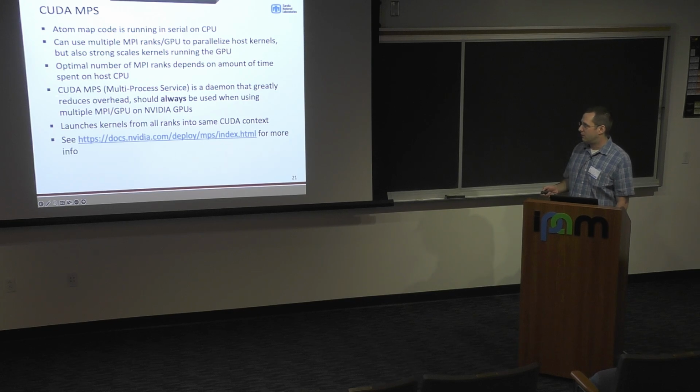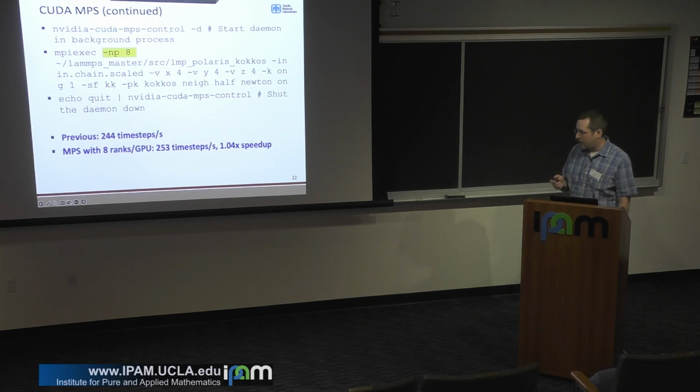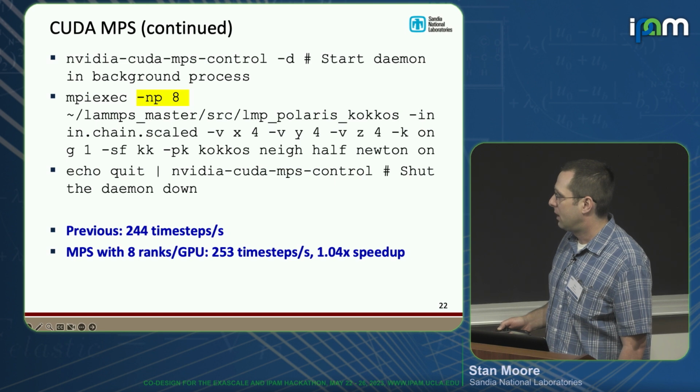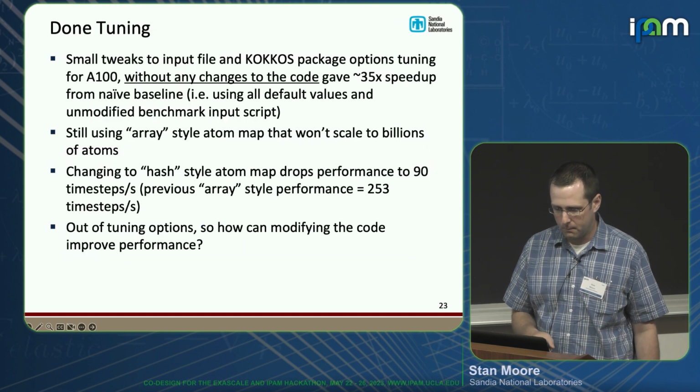And when running on NVIDIA GPUs, you absolutely 100% must use CUDA MPS, or you will greatly suffer in performance. This is a daemon that runs in the background. It launches the kernels from all ranks into the same CUDA context. Here's a link for more info. And so if we enable MPS, we just start the daemon in the background, and then we run on 8 instead of 1 MPI ranks. Then we get a small speed up, almost 5%, because we're parallelizing the host computation.